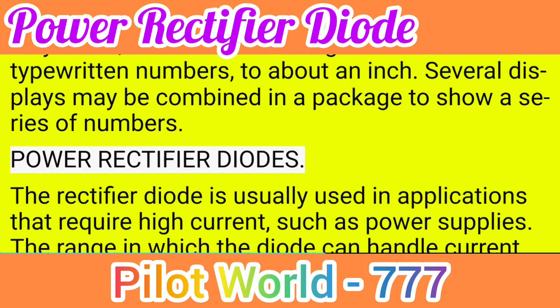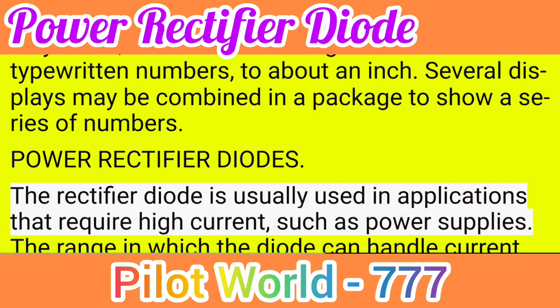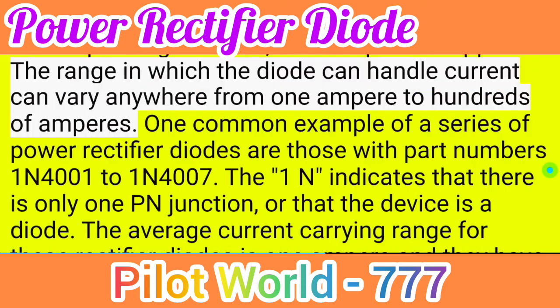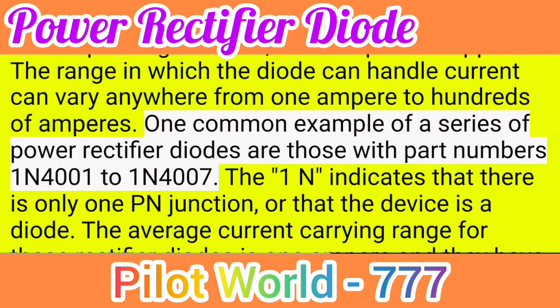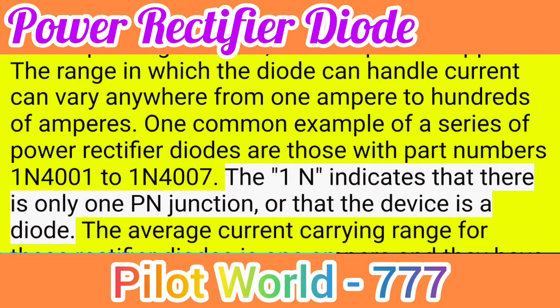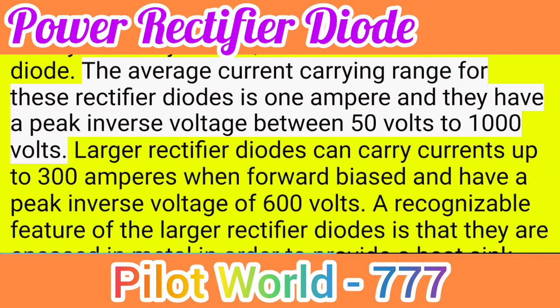Power rectifier diodes. The rectifier diode is usually used in applications that require high current, such as power supplies. The range in which the diode can handle current can vary anywhere from 1 ampere to hundreds of amperes. One common example of a series of power rectifier diodes are those with part numbers 1N4001 to 1N4007. The 1N indicates that there is only one PN junction, or that the device is a diode. The average current carrying range for these rectifier diodes is 1 ampere and they have a peak inverse voltage between 50 volts and 1000 volts.